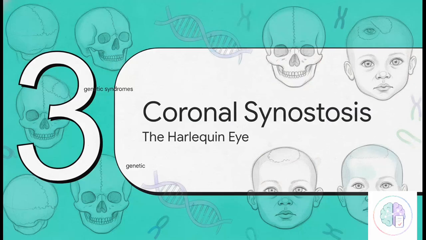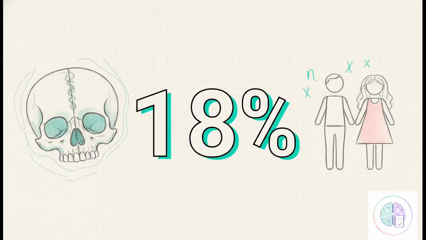Let's move to Section 3. Coronal synostosis and syndromes, the harlequin eye. Coronal synostosis accounts for about 18% of cases. But unlike the sagittal suture we just talked about, this one flips the demographic script. It's actually more common in females.